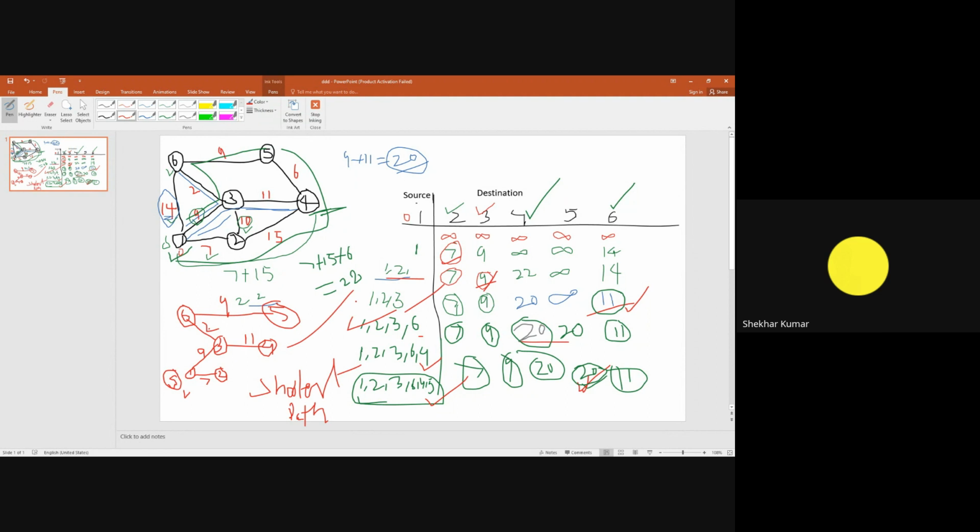Okay, so the time complexity of this algorithm is E log V. The time complexity is E log V. Is it clear? Yes, sir, it's clear.